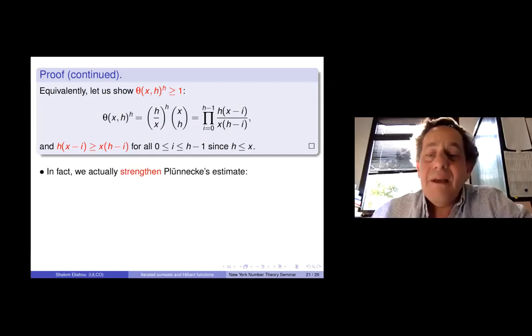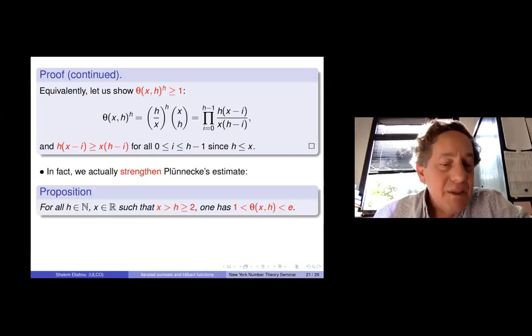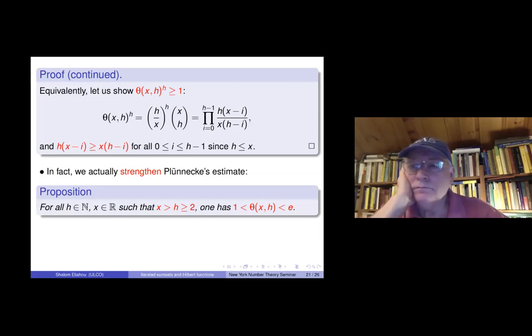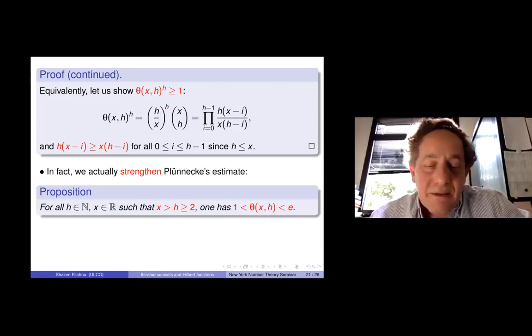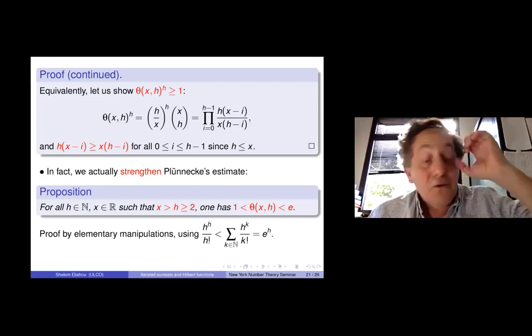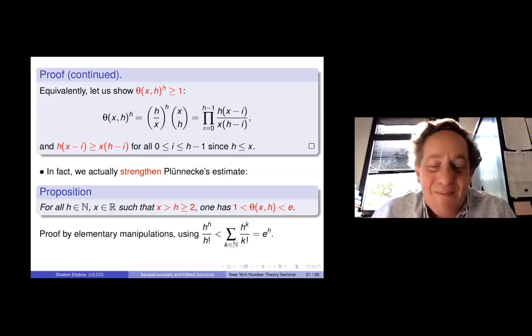But in fact, I claim we strengthen it a little bit. In fact, if x is strictly more than h, then theta is strictly more than 1. But on the other hand, it can never exceed e, the base of natural logarithm. Let me show that. No, let me not show that. It's just elementary manipulation.